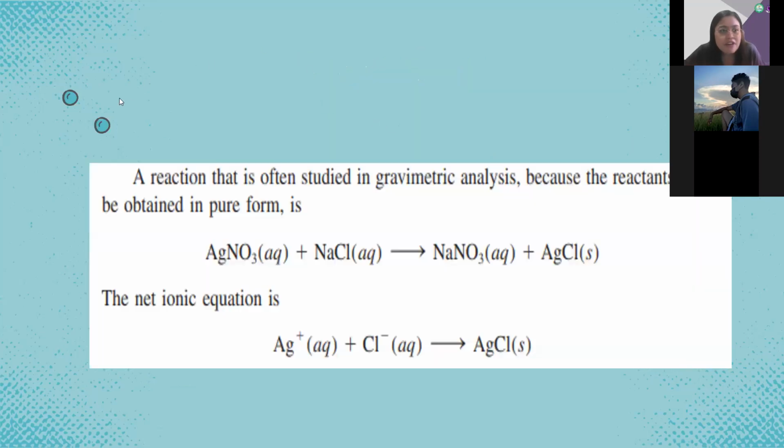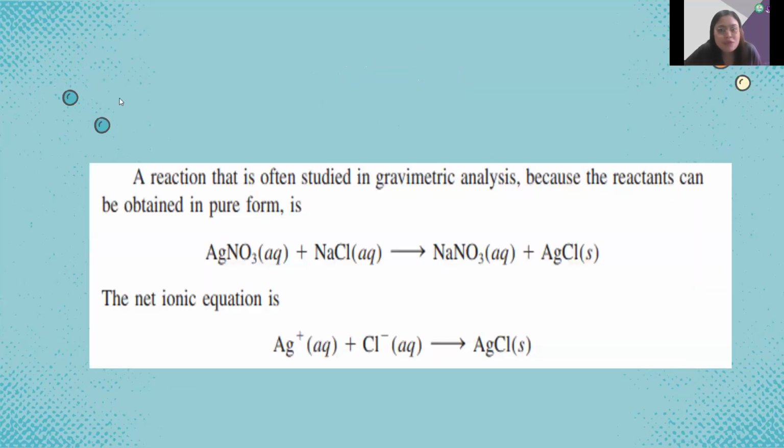So we have here, for example, though this one is not really unknown kasi we already have the equation. We have here silver nitrate. Tapos pinapareact natin siya with sodium chloride. We will have the following product, sodium nitrate in aqueous solution. So this one is the liquid part of the product.